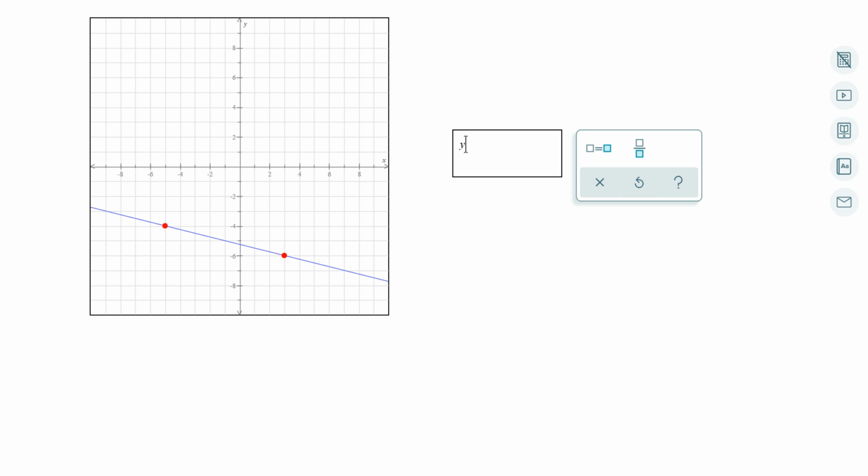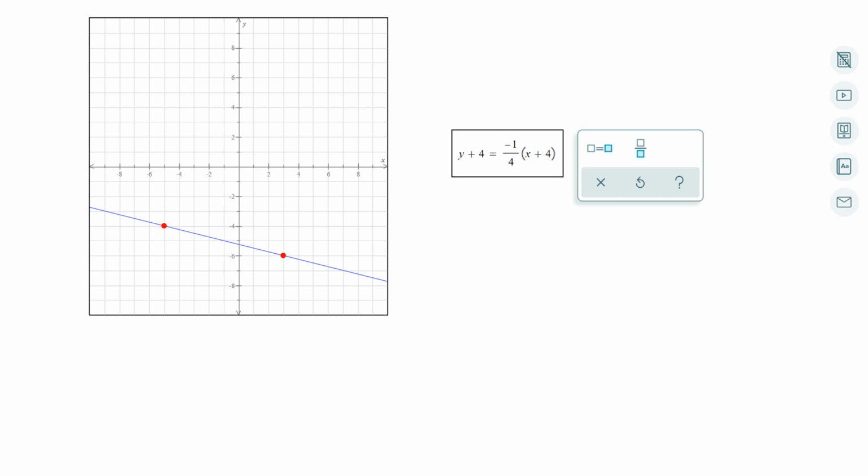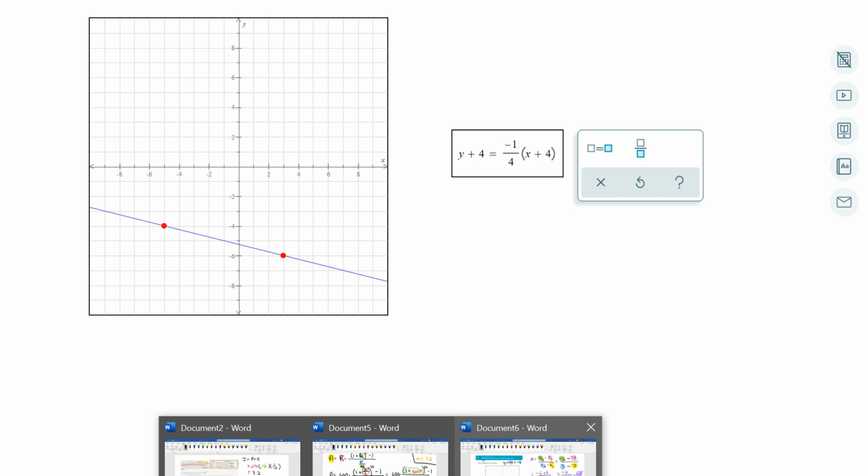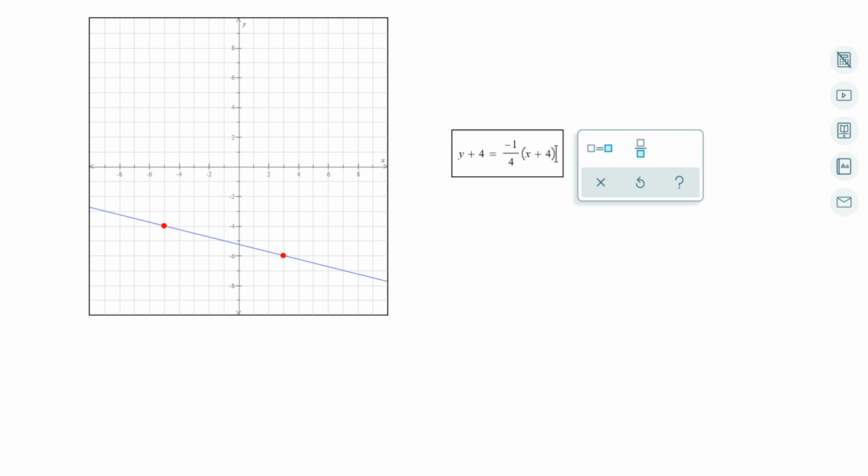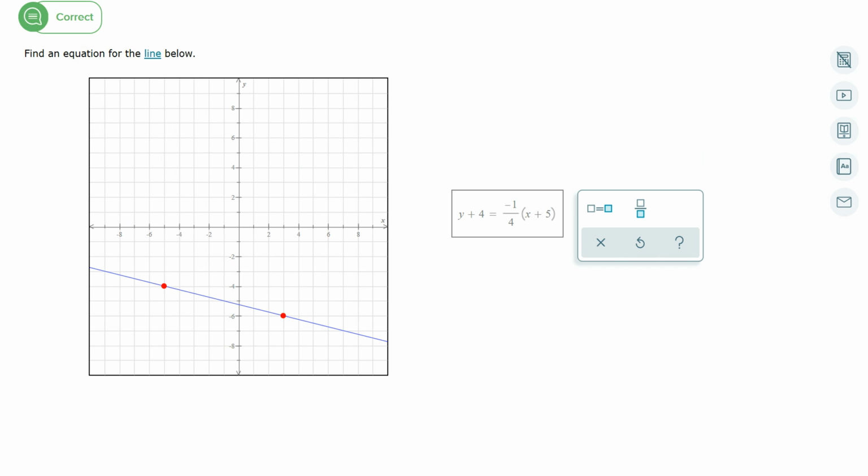Y plus 4 equals -1/4 times x plus 5. Okay. Y plus 4 equals -1/4 times x plus 5. Will it take it? Check. It took it.